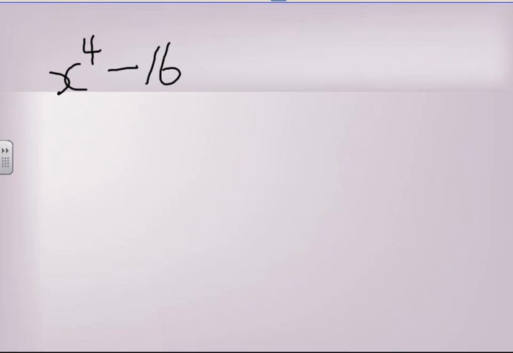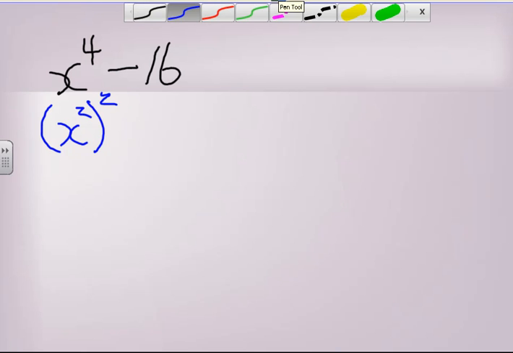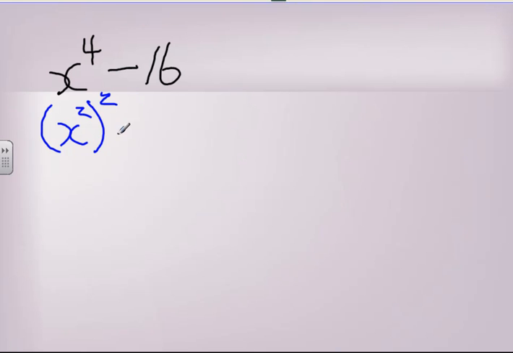x to the power of 4 minus 16. Off the top, the first one doesn't really look like a square, but it is. I can actually split x to the 4 up into x squared squared, because when you take the power of a power, you multiply the two of them. So 2 times 2 is 4. And then this 16 is the same as 4 squared.